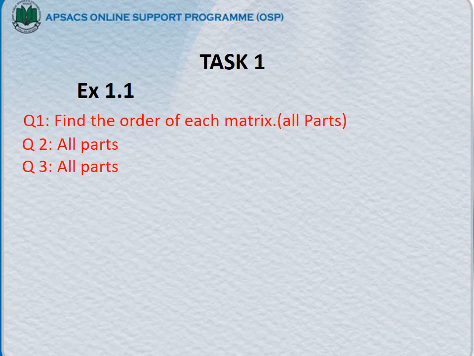By using all these previous concepts, this is your task 1. You people will be able to solve question number 1, question number 2 and question number 3.